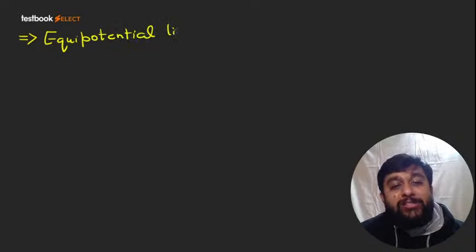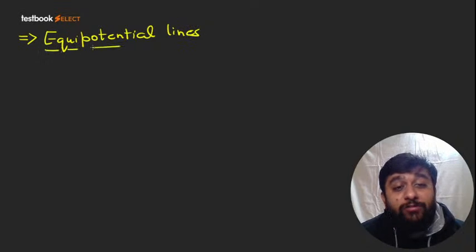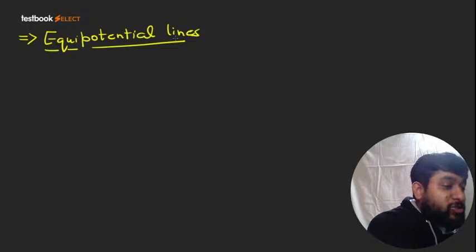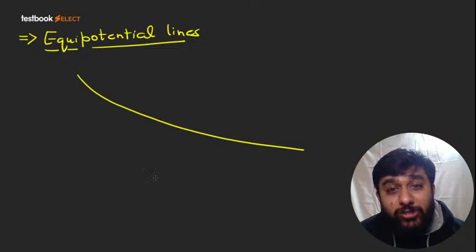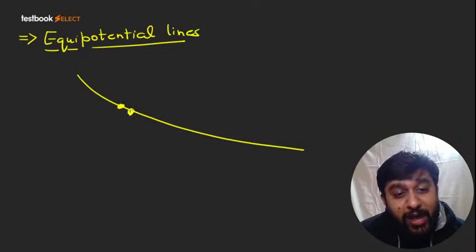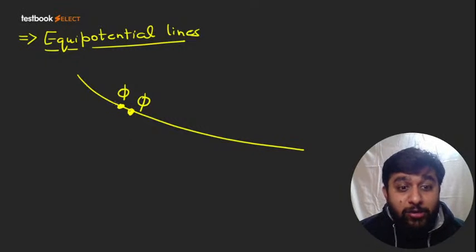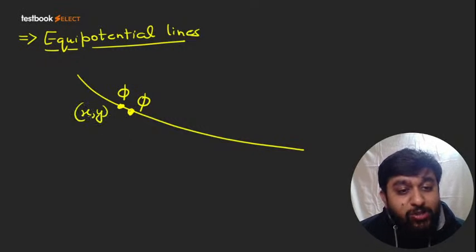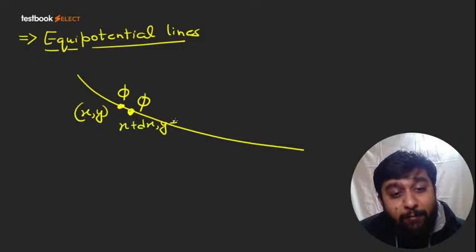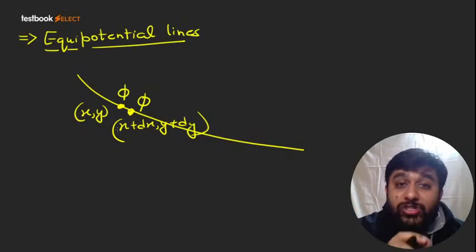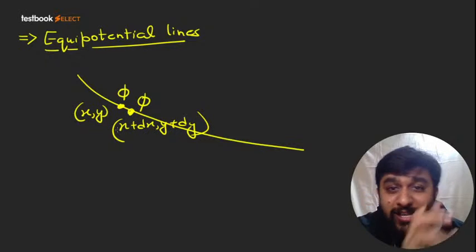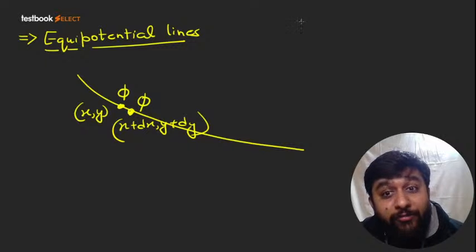Now, equipotential lines are the lines of uniform potential function value. So what do you mean by uniform potential function value? It simply means if there is an equipotential line and you take 2 points on the same line, then the phi value here and the phi value here are going to be the same. So if there are 2 nearby points x comma y and x plus dx comma y plus dy, then the velocity potential function value of the 2 points will be the same. Why? Because both the points lie on the same line. So for these 2 points, the phi value is equal.